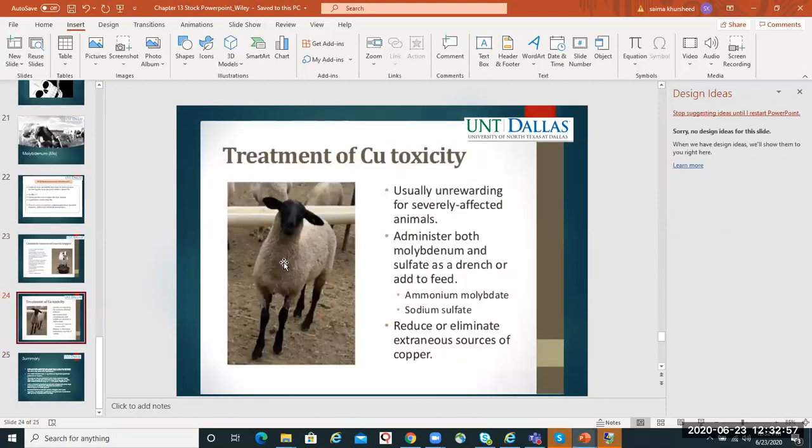Treatment is usually unrewarding for severely affected animals, but administer both molybdenum and sulfate as a drench or added to the feed, like ammonium molybdate or sodium sulfate. Reduce or eliminate the extraneous sources of copper.